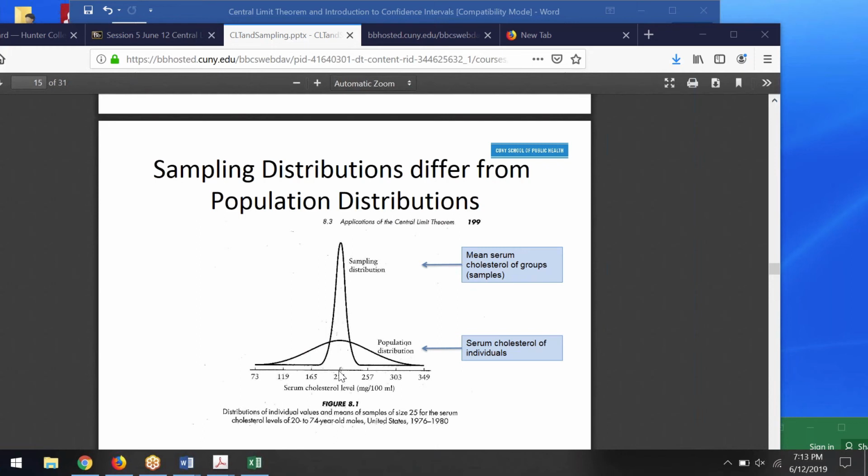So look at this. The average serum cholesterol level for this entire population is 211. And we had people that were as low as 73 and as high as 349. So the population distribution was very flat, wasn't it? It was very spread out. There were people that had a wide range of cholesterol levels. Not very many below 73, not very many above 349, but pretty spread out.